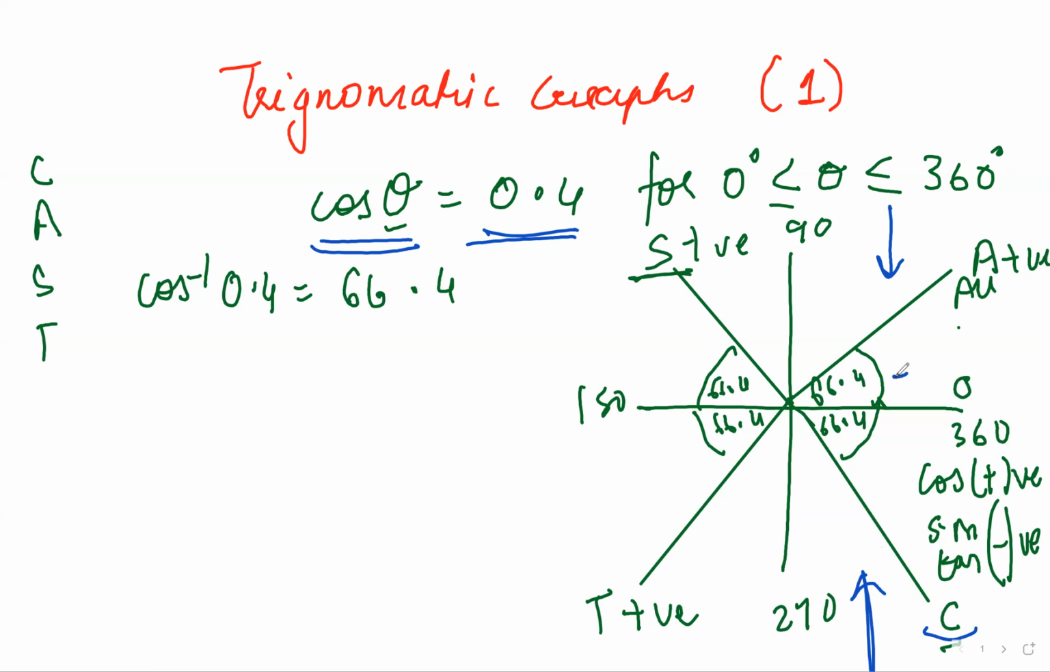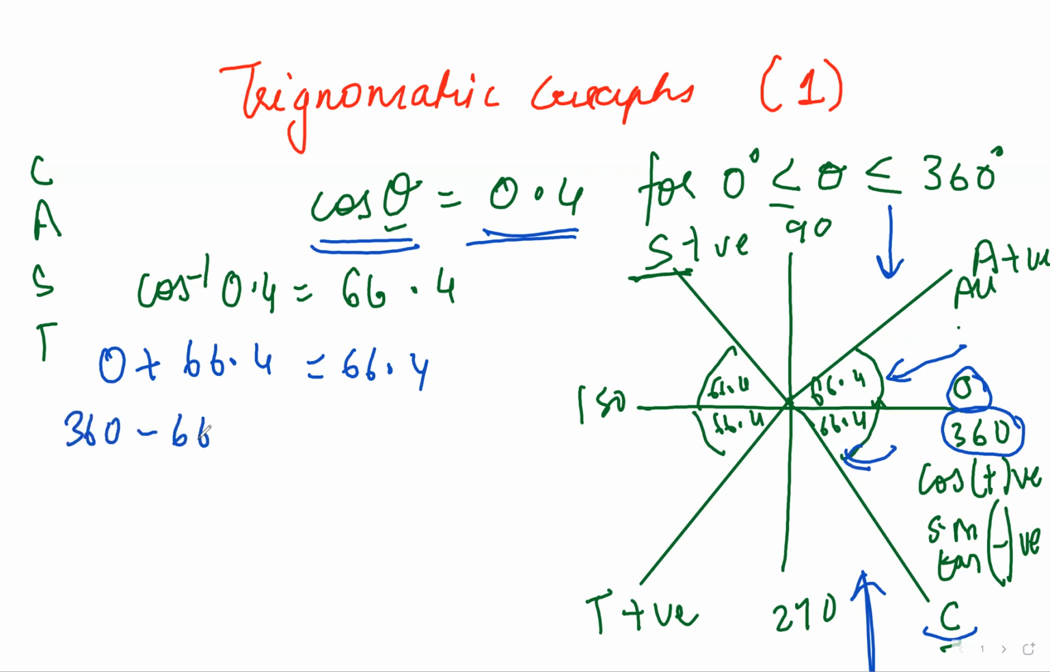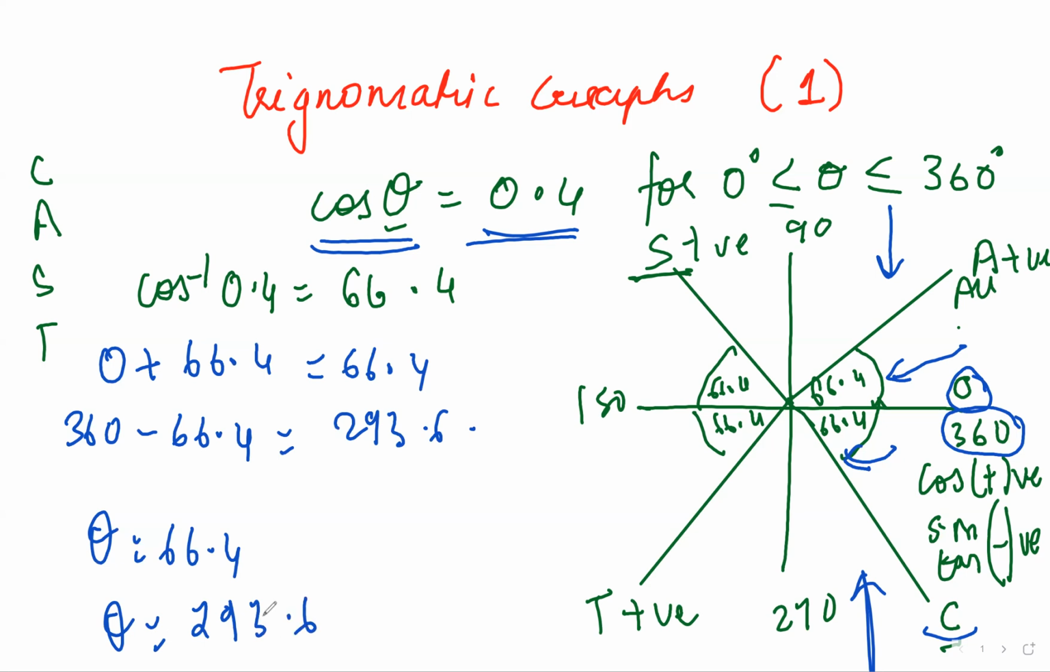So how will cos be positive here? At this part, it is positive. So it is basically like this: 0, after that 66.4 is there. And then it is positive here. So here before 360, 66.4 is there. So the two values for my theta are 66.4 and 293.6.